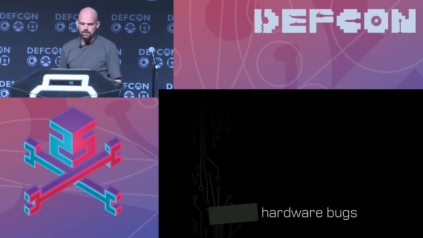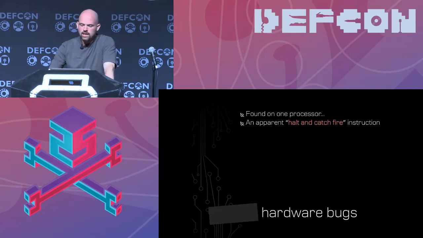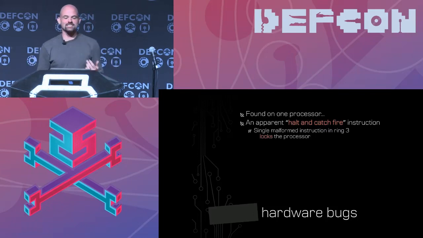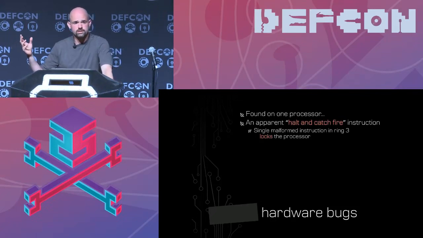But that takes us to our last finding, and I think this is the most interesting one. We actually found on one specific processor what appears to be a halt and catch fire instruction. A halt and catch fire instruction, if you haven't seen this, can mean a lot of things, but in this case, it's a single malformed instruction that when we execute it in ring 3, the least privileged realm of execution on these processors, it completely locks the processor.